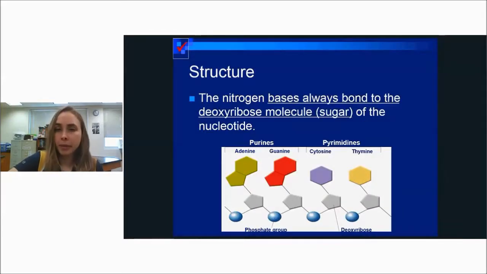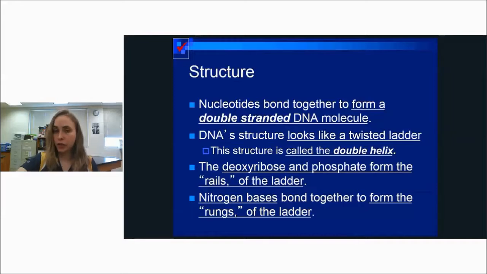So the nitrogen bases always bond to the deoxyribose molecule, or the sugar of the nucleotide. You will always have the bases attached to the sugar. They will never be attached to the phosphate. The phosphate attaches to the sugar as well. So both the phosphate and the bases come out of the sugar. The sides or the rails of the ladder. If you describe DNA as a ladder type of structure, the rails are the sides that you would hold on to while you were climbing up it.